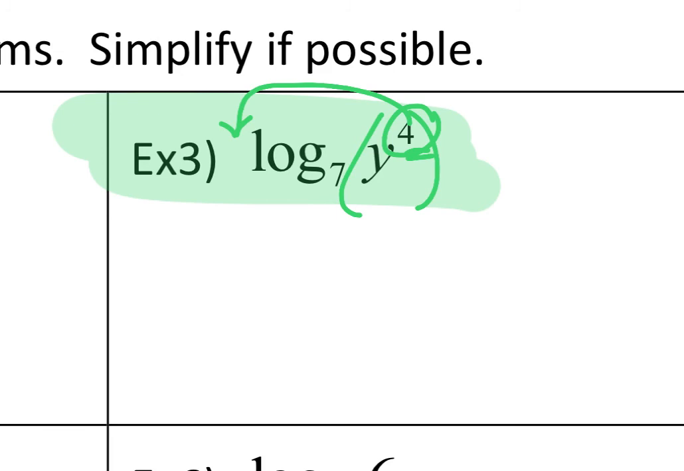So you would just take that 4 and rewrite it out in front: 4 times log base 7 of y. And you're literally moving the 4 from the place of being an exponent to being a coefficient.